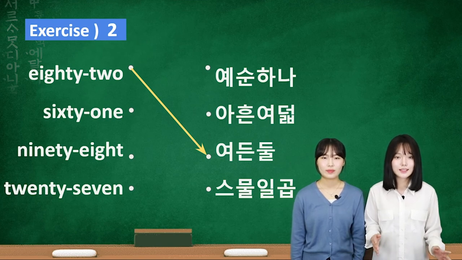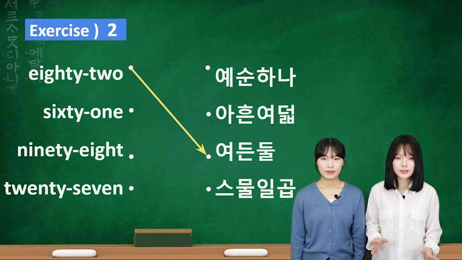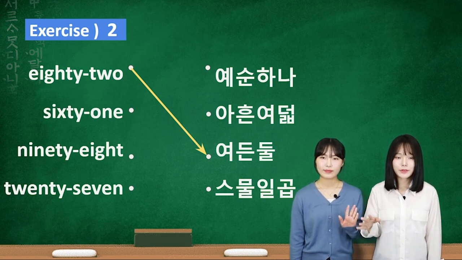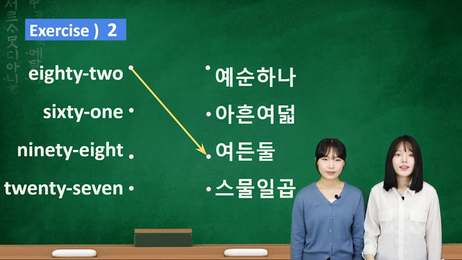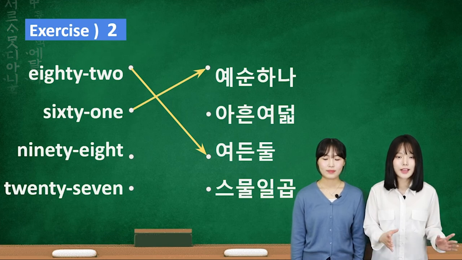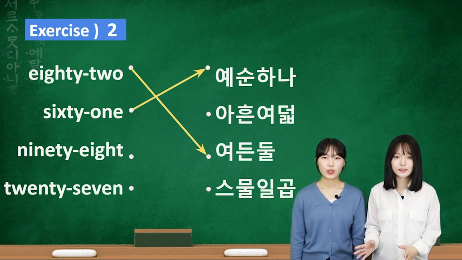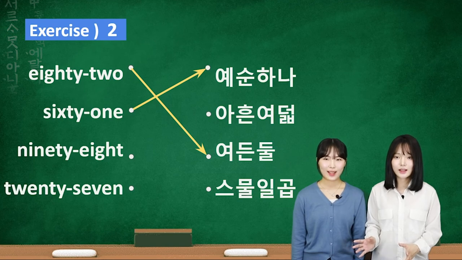Second, 61. Which is the correct Hangul number? 5, 4, 3, 2, 1. Yes, the correct answer is the first. Please repeat after me. 예순 하나. Next.